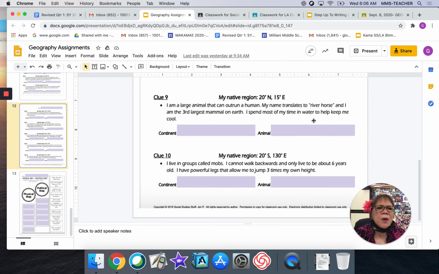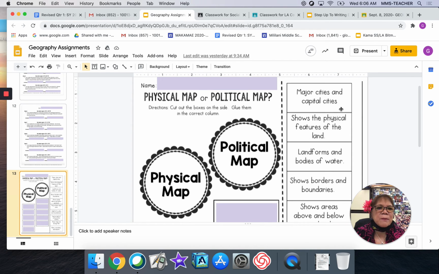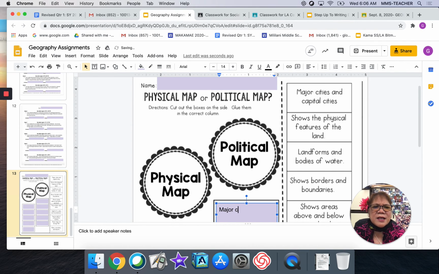So for example, the map that shows the major cities and capital cities, will I use a political map or physical map to show me the major cities and capital cities? What did you say? Political map? You are absolutely correct. So I'm going to click on this box and I'm going to type major cities and capital cities. Okay, then I'll read the next.